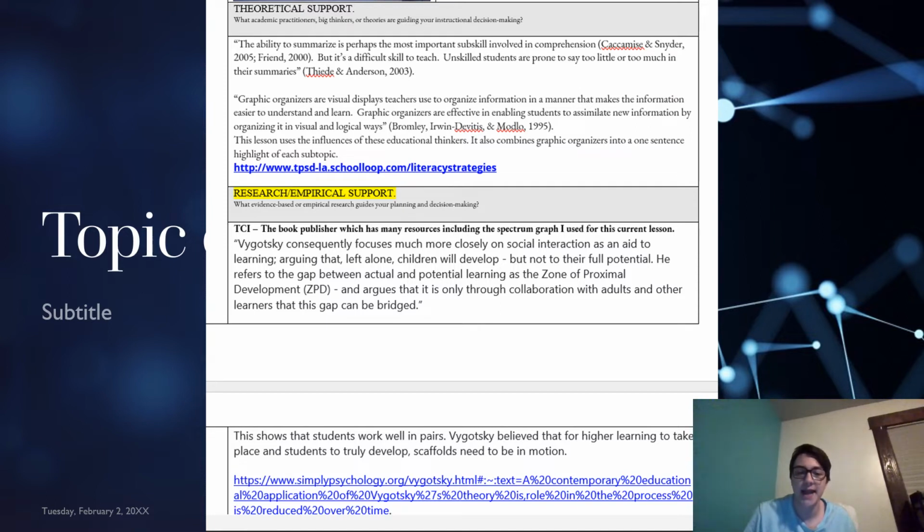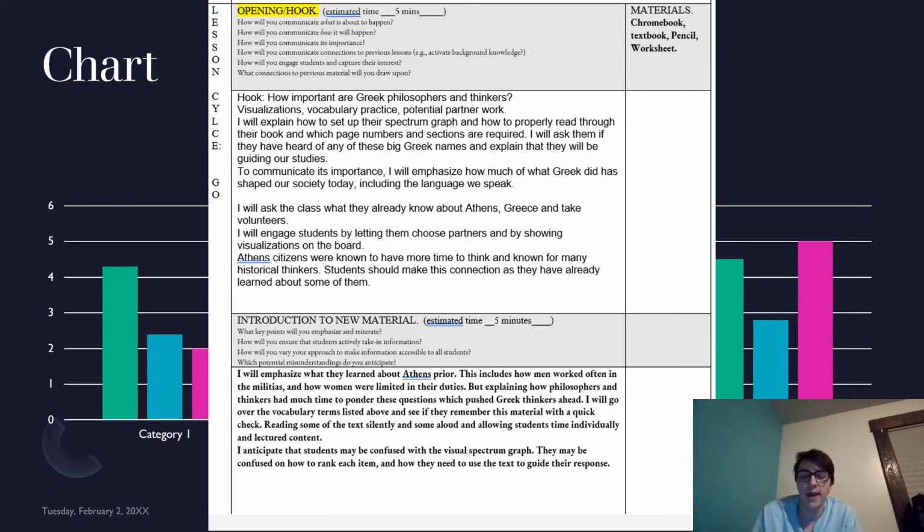So for this portion, it was just my theoretical and research support. So really the only thing I added here after the lesson and feedback, I just gave an explanation for the Vygotskian principles that we all know so well to this point. So I added the ZPD part just to give a little more background and emphasis on that part of my lesson and support. So for the opening, asking the background about what they know already about Athens and Greece, as they did go over that prior. And I did see those lessons as well.